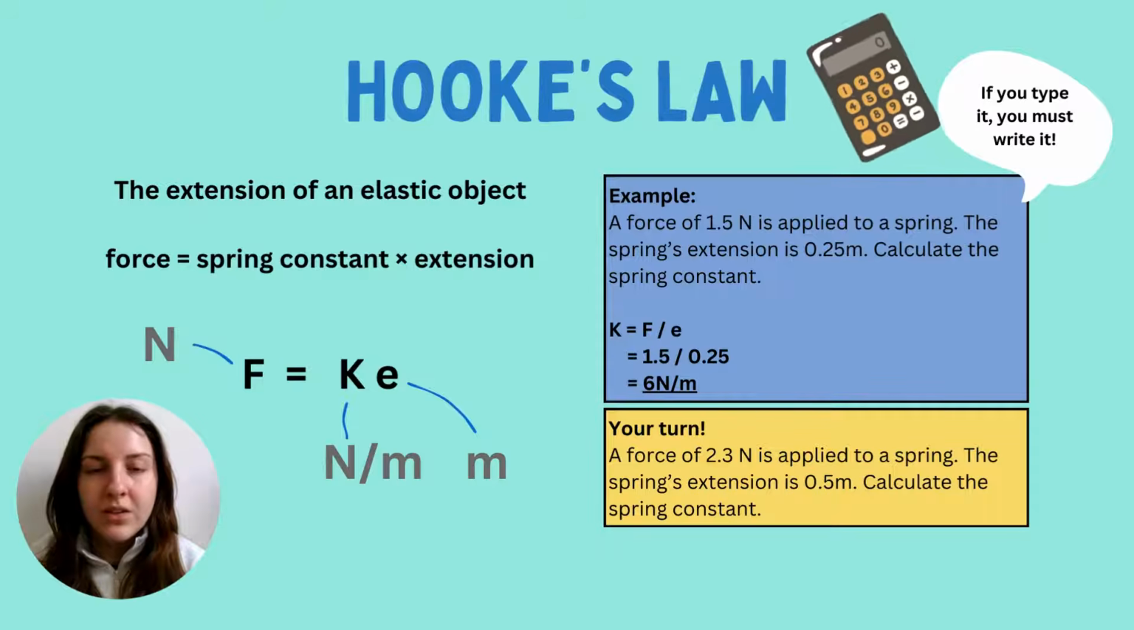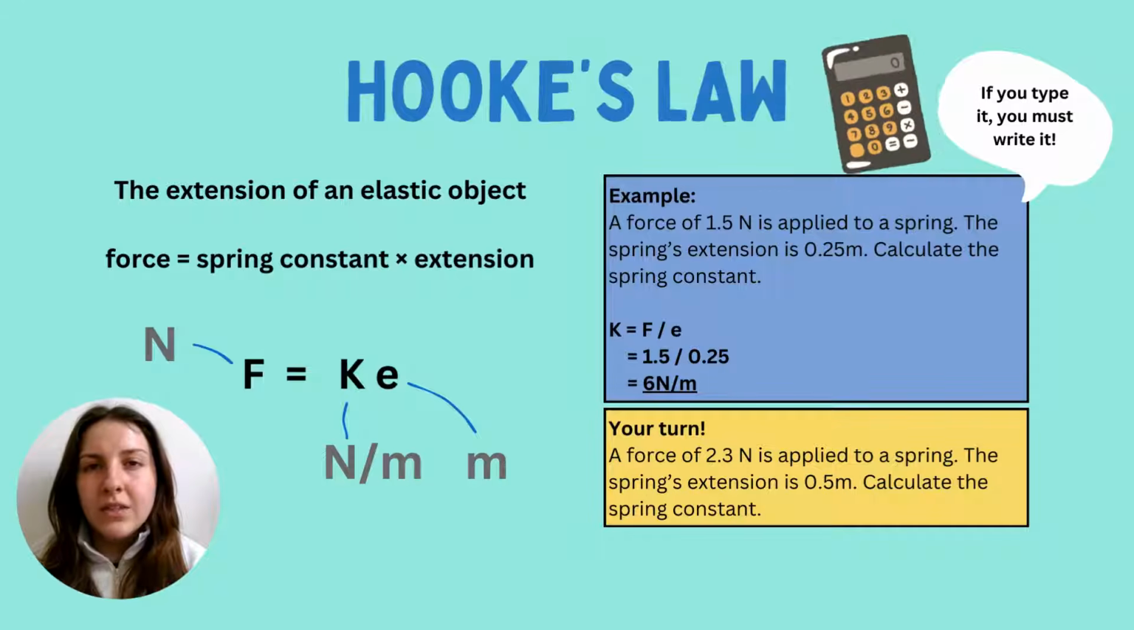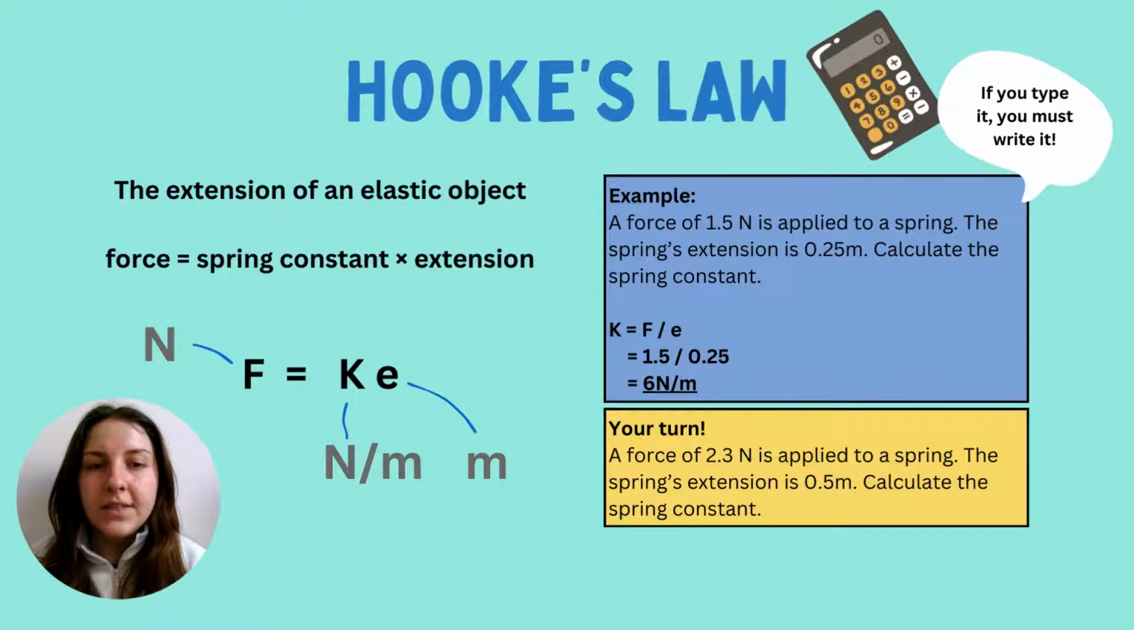Always check your units. So all we need to do is write out the equation. It's asking us to calculate the spring constant, so we must rearrange it. So we have k, which is the spring constant, equals the force divided by the extension, which is 1.5 divided by 0.25, and we get an answer of 6 newtons per meter. And we've underlined it so it's nice and clear.